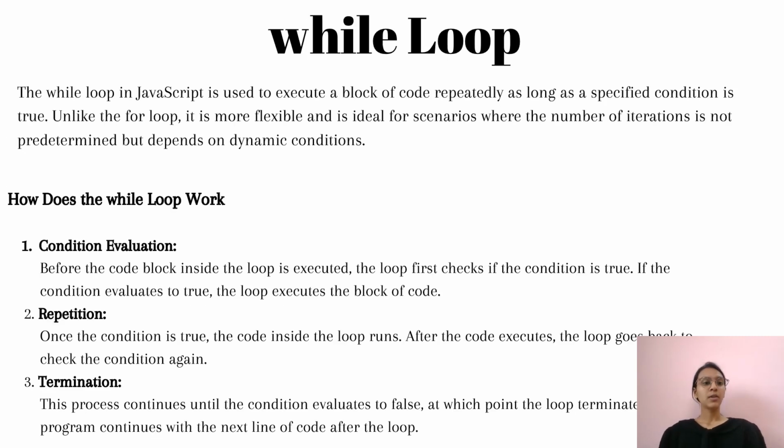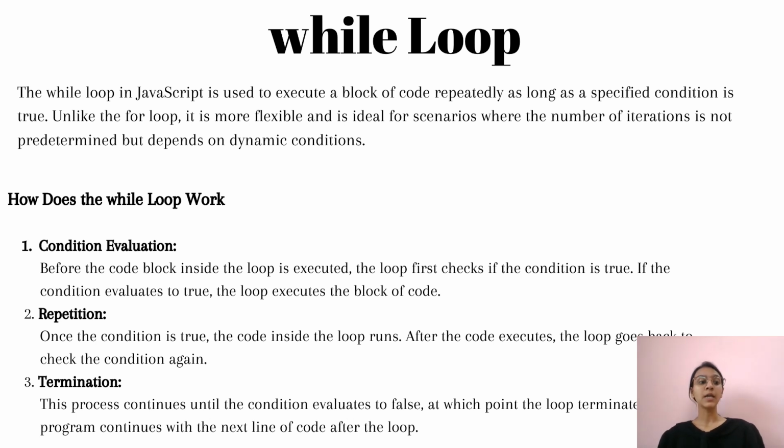While loop. The while loop in JavaScript is used to execute a block of code repeatedly as long as a specified condition is true. Unlike the for loop, it is more flexible and is ideal for scenarios where the number of iterations is not predetermined but depends on dynamic conditions. How does the while loop work?